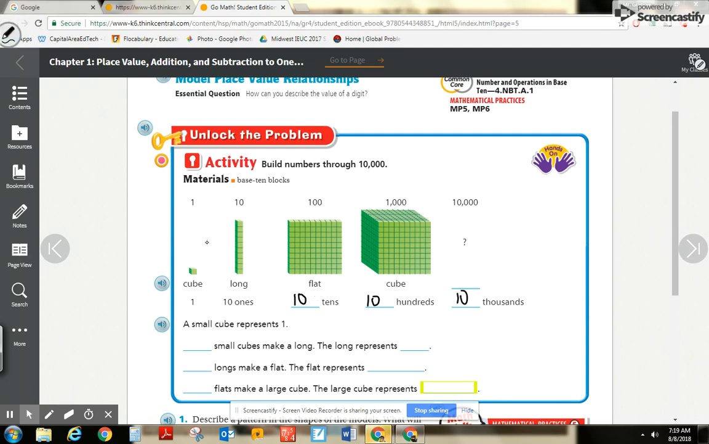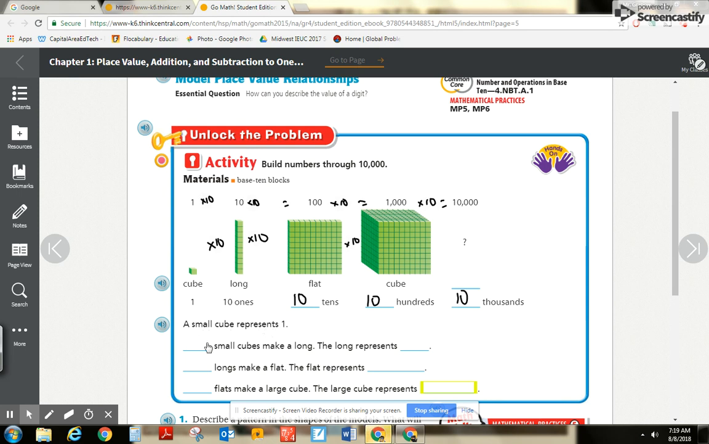And you'll notice that this is all times 10, times 10, times 10. 1 times 10 equals 10. 10 times 10 equals 100. 100 times 10 equals 1,000. 1,000 times 10 equals 10,000.